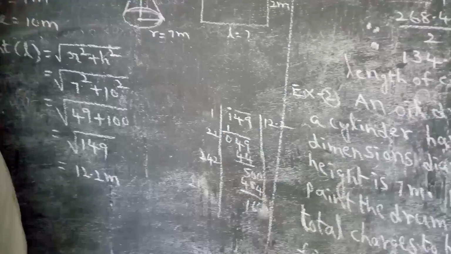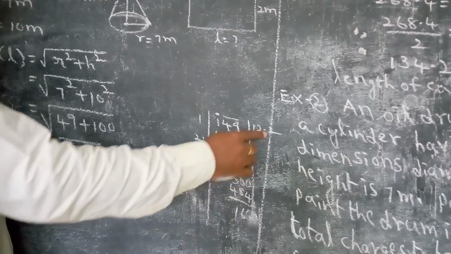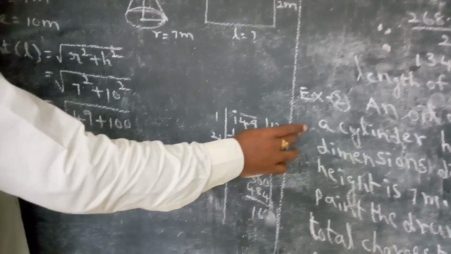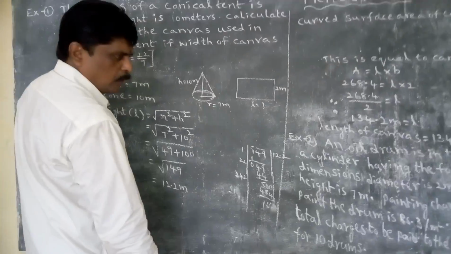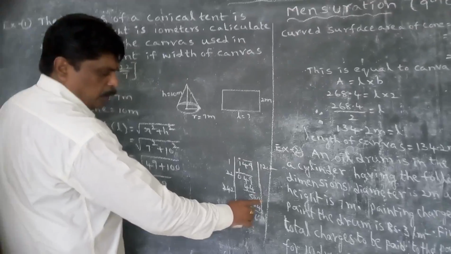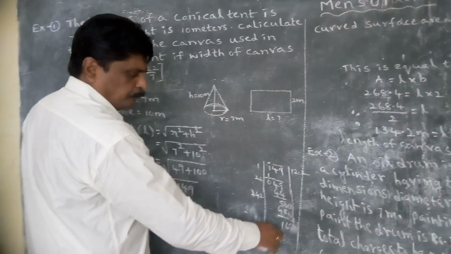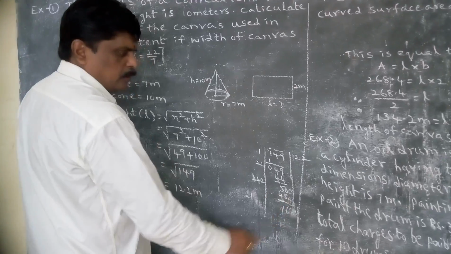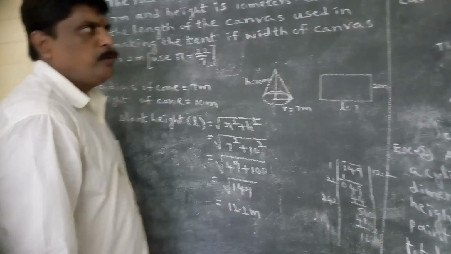You cannot take a point here, then 2 zeros are there. So I have to double 122. If you double it, it is 244. Here 484 is there. So then you get 16 as the remainder. So the square root of 149 is 12.2 meters.